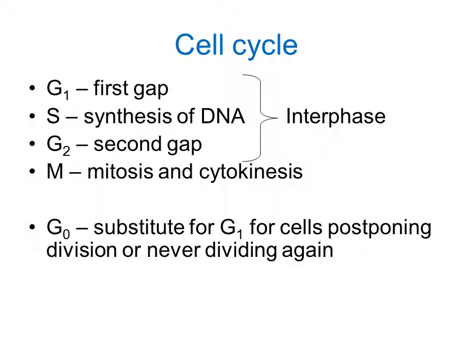And then again, I've listed as another option G0, which is when a cell actually doesn't enter into the growth and division at all, but instead has postponed that cell division, or if it's never dividing again. This is a quiescent state in which it doesn't enter the cell cycle.